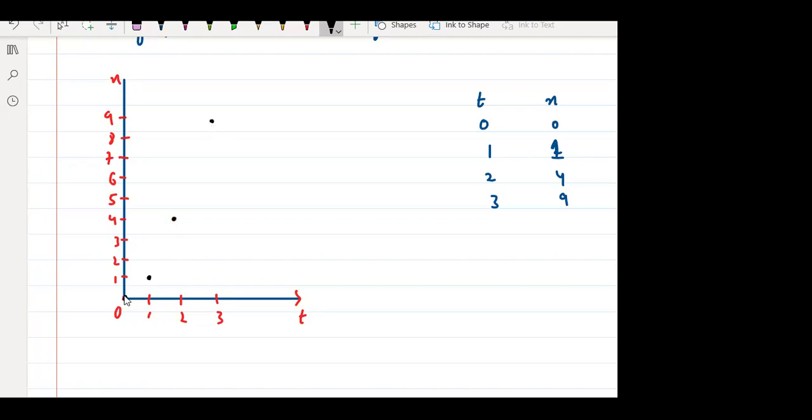Now, don't you think, sir, it is not a straight line? If you join this by a loose hand, it will not be a straight line. It will be a curve like this. Instead of being a straight line, it will be a curve like this. I'm very bad at drawings, that's why. But if you draw with rough hands, it will be a curve. ठीक है ना? So this is your non-uniform motion.